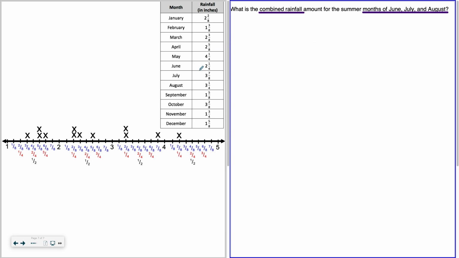So your equation should have been adding the months of June, July, and August. And June, July, and August have 2 1/4 plus 3 7/8 plus 3 1/4. So you could choose to add all this up together, or add the wholes separately, but before you could do any of that, you need a common denominator. So I hope you remember that.